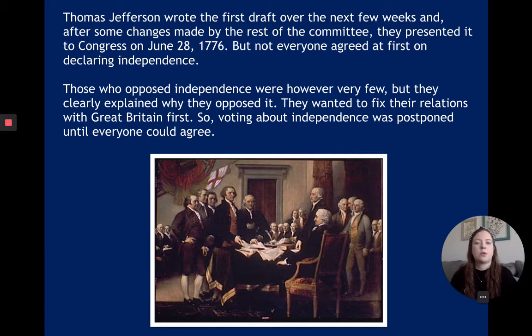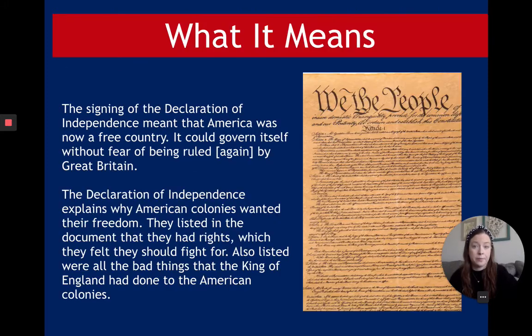Thomas Jefferson wrote the first draft over the next few weeks, with some changes made by the rest of the committee. They presented it to Congress on June 28, 1776, but not everyone agreed on the idea of declaring independence. Those who opposed independence were very few, but they clearly explained why they were opposed to it. They wanted to fix their relations with Great Britain first, so voting about independence was postponed until everyone could agree.